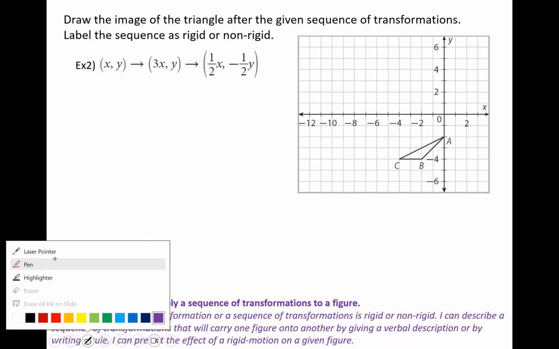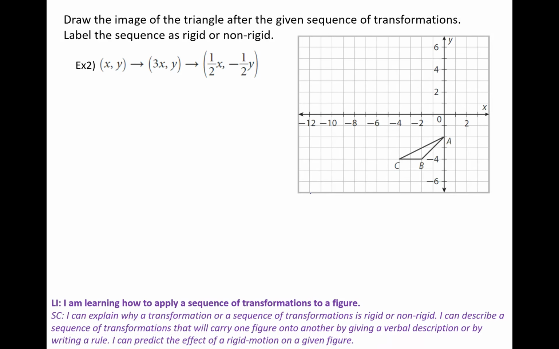So I'm going to start with my ordered pairs for my triangle here. A is located at, looks like, 0, -2. Then I have B, which is located at, let's see, -2, -4. And then C located at -4, -4. There we go.